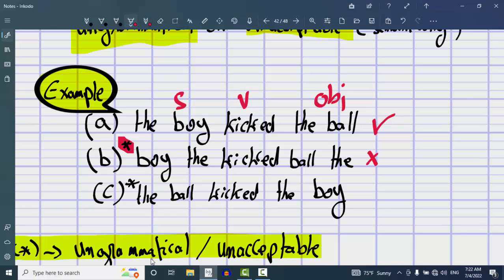Example number 3, the ball kicked the boy. So this sentence is also unacceptable. When we say unacceptable, we are here talking about the semantics.